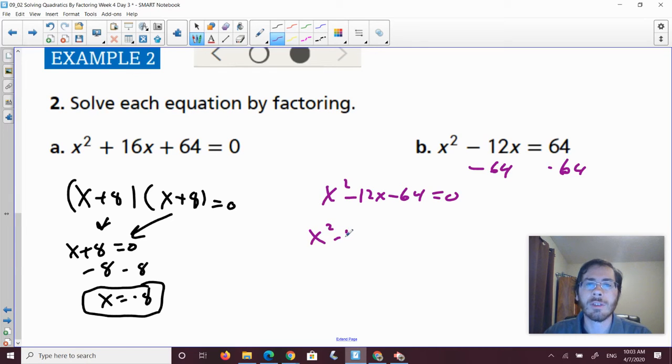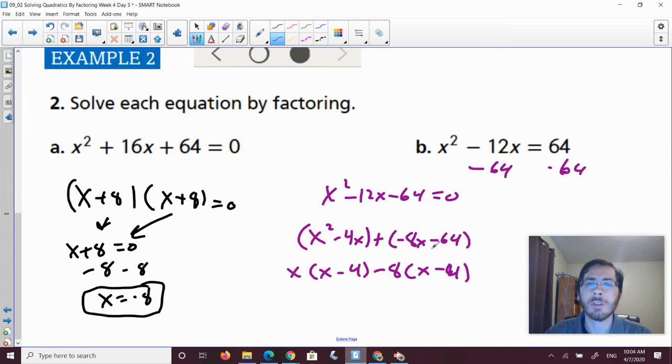X squared minus 4x plus -8x minus 64. All right, well, greatest common factor here is x. So I can factor this by grouping. Greatest common factor here is actually -8. A little bit weird, but that's okay. We got that okay? So let's see, did we end up with the same things? Oop, that should be a plus. We did not. Uh-oh, looks like we're in trouble.